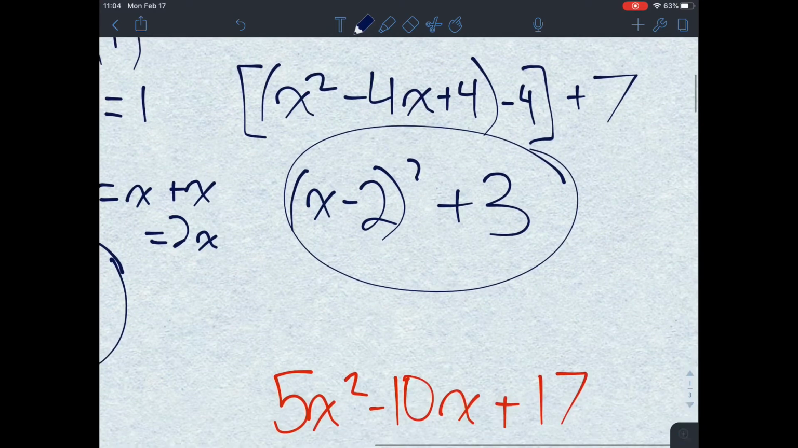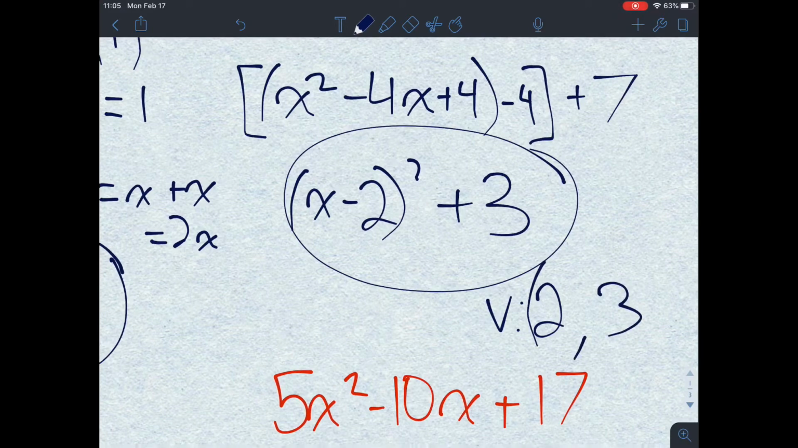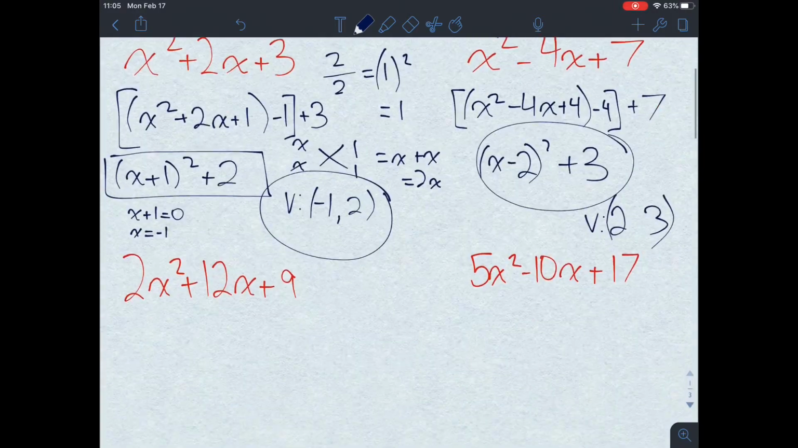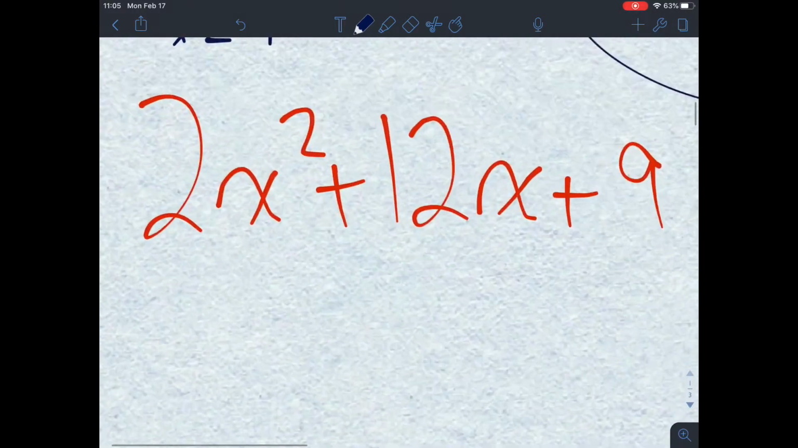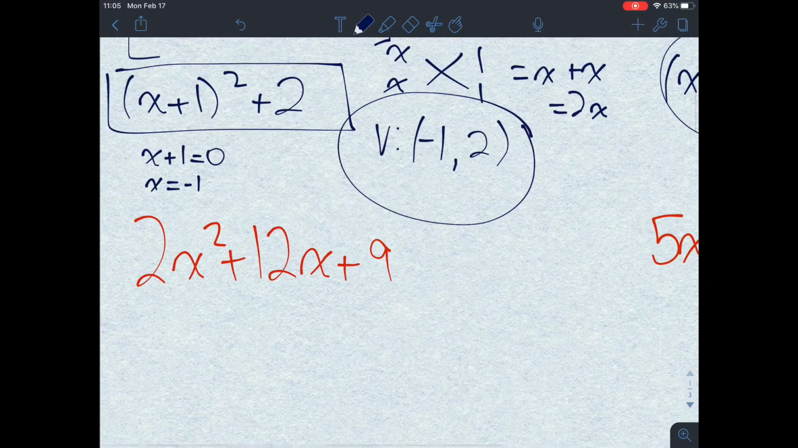And then our vertex, you literally just flip the sign of the negative 2, so that would just be 2, and the positive 3 would just be 3. Sorry, just put parentheses. Okay, so the next one would be 2x squared plus 12x plus 9. And here's where it gets a little more complicated.